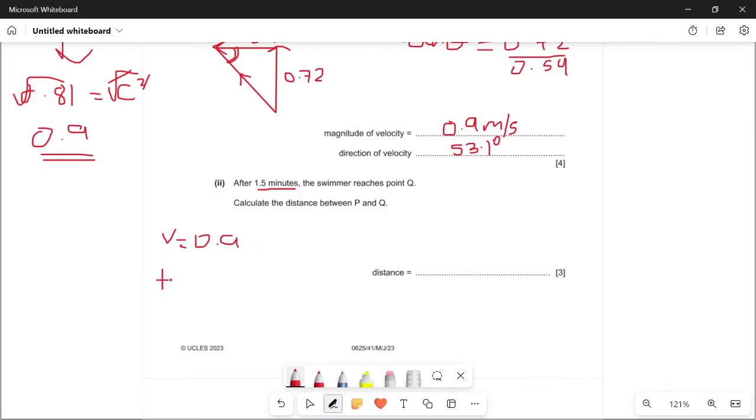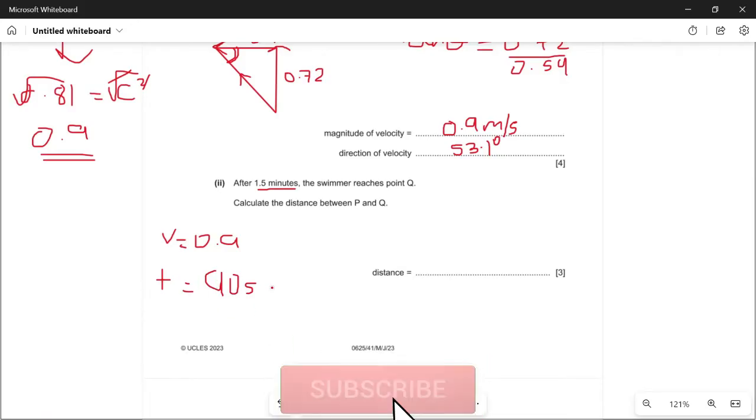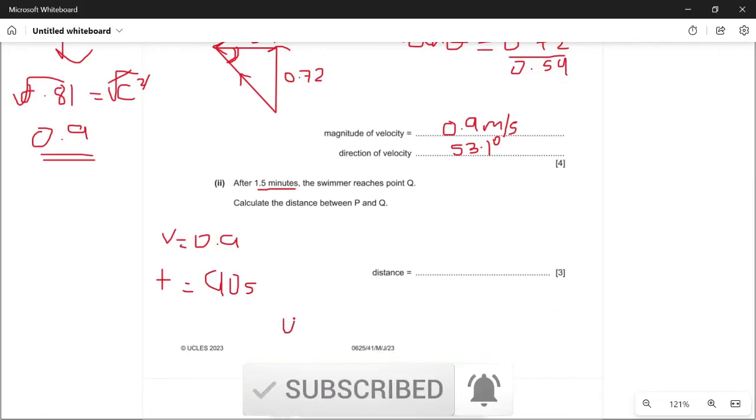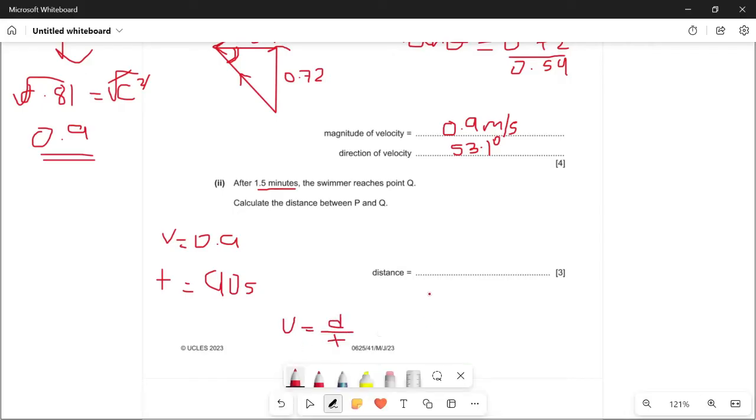So time is 1.5 minutes. But then we have to convert that into seconds. To do that, we do 1.5 times 60. So time is 90 seconds. So now the formula for speed is speed equals distance over time. We can rearrange this formula to find distance is equal to velocity times time. So we do 0.9 times 90. 0.9 times 90 is equal to 81. So the distance is 81 meters.